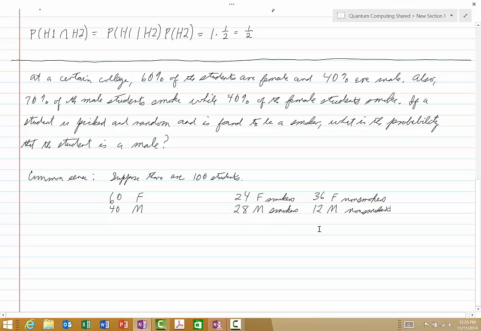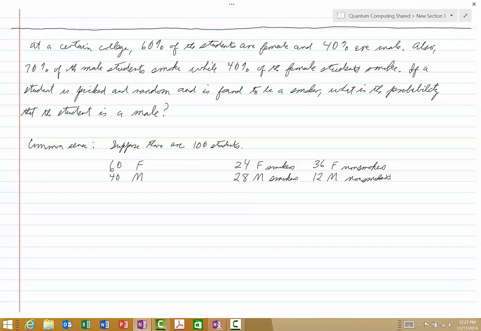And now we're supposing that a student is picked at random and is found to be a smoker. So that means that we are in this group of students over here on the left-hand side, this group that consists of 24 females and 28 males. And so you can see the desired probability very easily.